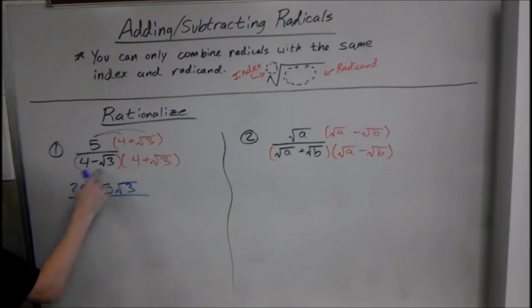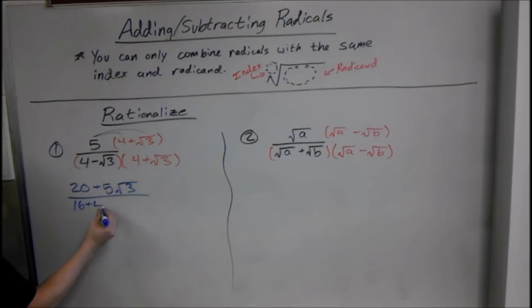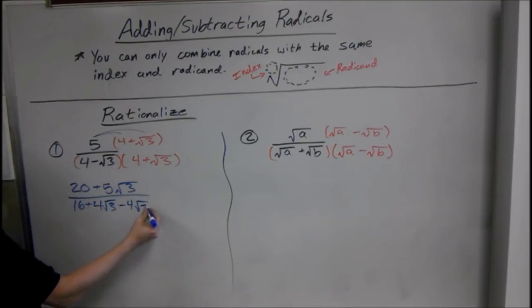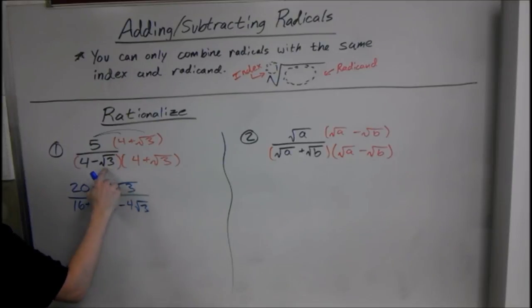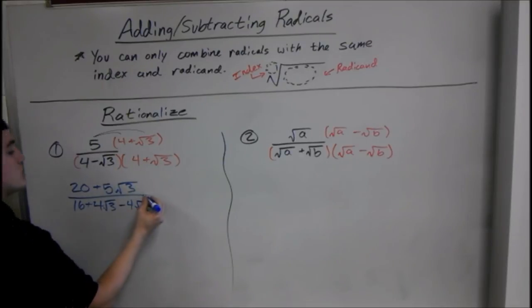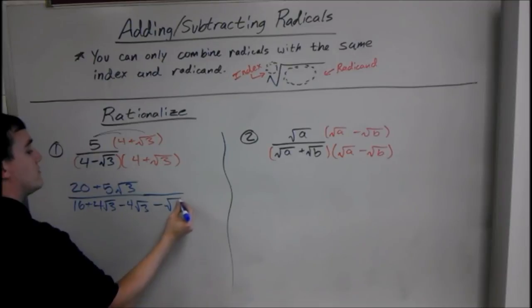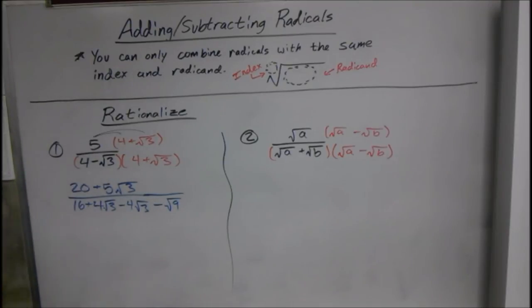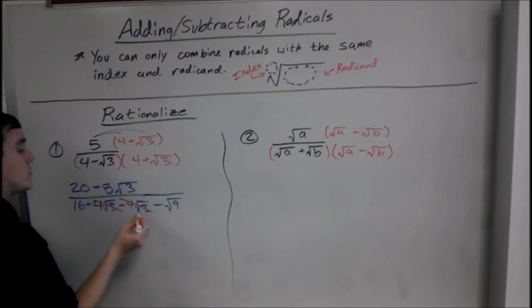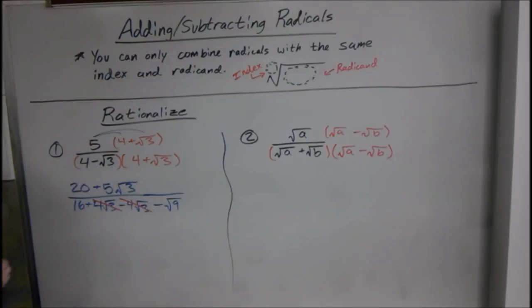Over. Foil the bottom. 4 times 4 is 16. 4 times root 3 is plus 4 root 3. We have negative root 3 times 4 is negative 4 root 3. And then negative root 3 times positive root 3 is negative square root of 9. The reason we do this is so that these middle terms cancel. And we end up with something that's not a root at all at the bottom. Because this you can't simplify.